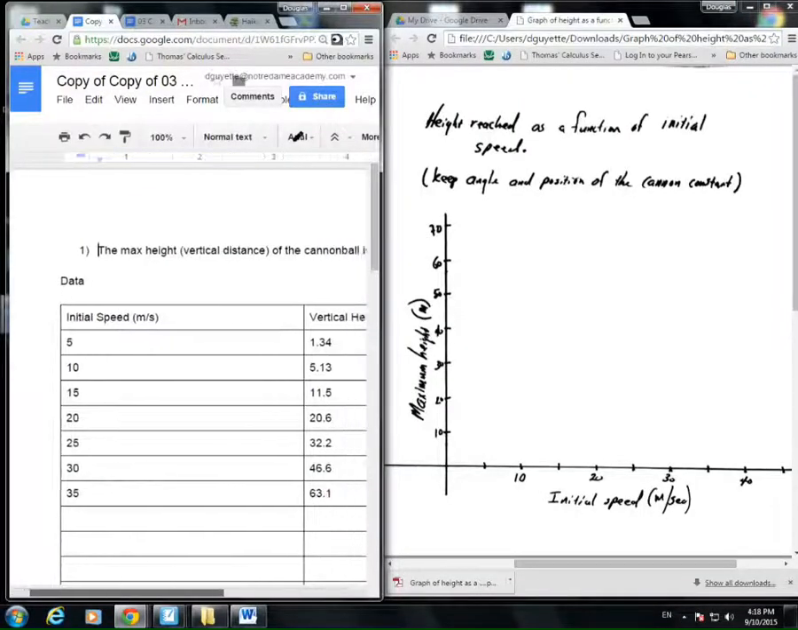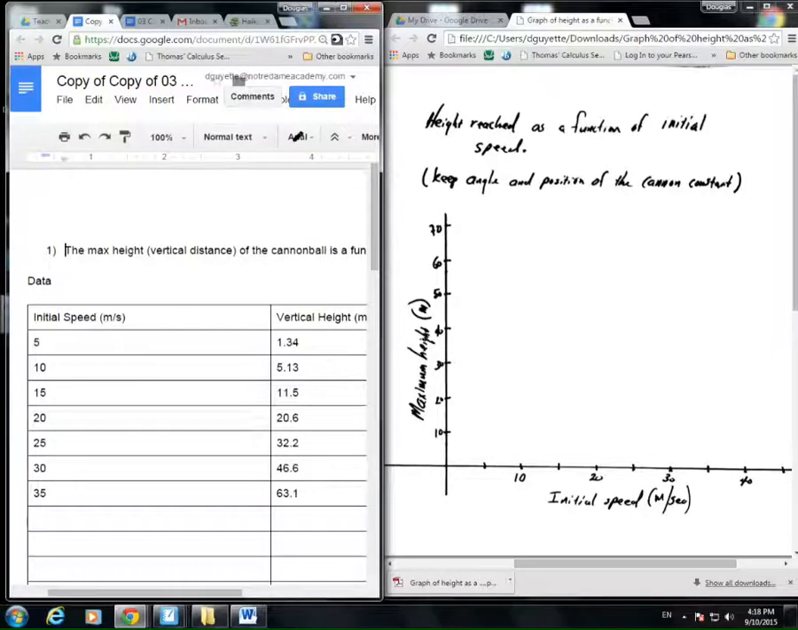So you can see I have my table right here, and I'm constructing a graph using a ruler, and I have to get all the labels in before I start actually plotting my points. So what I did is I used a ruler to make the x and y axis. I stated in here the title, which is the function relationship that I am studying. And then I had to choose an appropriate scale.